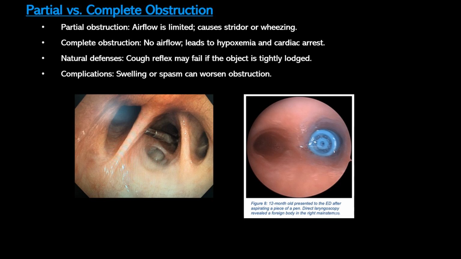While the body's natural response is to cough reflexively to expel the object, this mechanism can fail if the foreign body becomes tightly lodged or if the individual cannot generate an effective cough. Swelling or airway spasm around the obstruction can further worsen the situation, increasing the urgency of intervention.